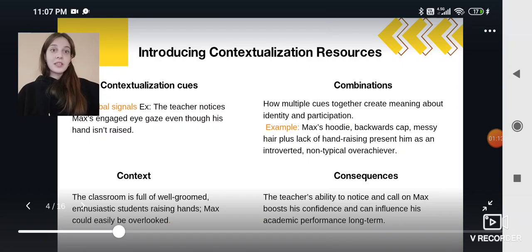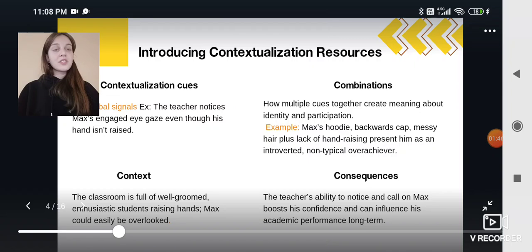First, contextualization cues. These are all nonverbal signals, like we said in the first slide: accessories, clothing, gestures, mimics, eye gaze, and so on. All nonverbal signals are called contextualization cues. For example, the teacher notices Max's engaged eye gaze even though his hand isn't raised. So this is an example of it.